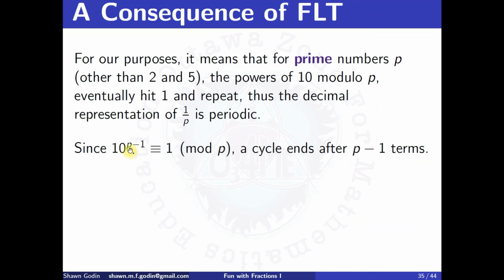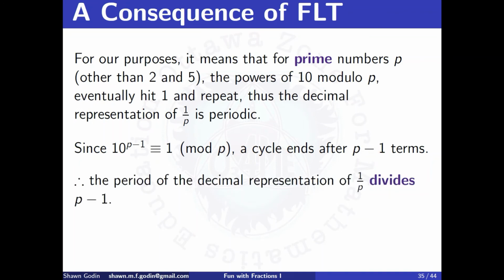So since 10 to the p minus 1 is congruent to 1 mod p, we're going to have a cycle that's going to end after p minus 1 terms, which means the period of the decimal representation is going to be a divisor of p minus 1. It might be p minus 1, or it might be something that goes into it, just like we saw before.